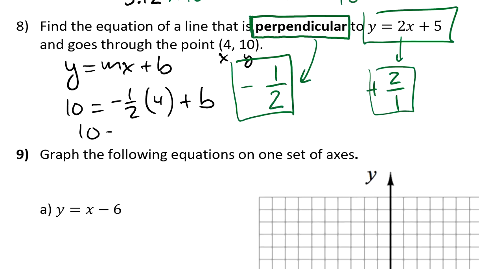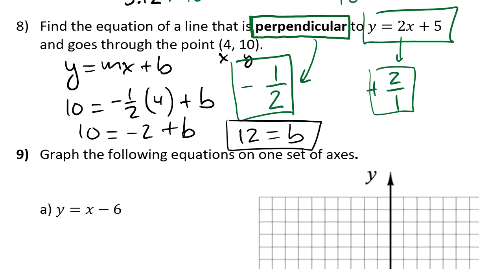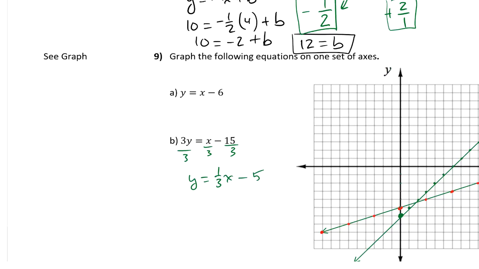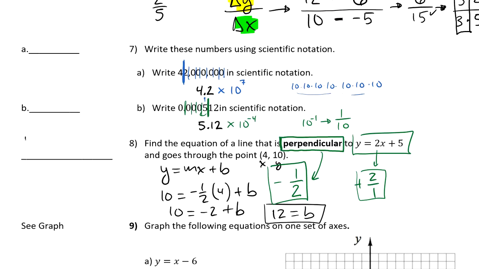So this equation becomes 10 equals negative 2 plus b. And if I add 2 to both sides of this, I end up getting that 12 is what b is. So at this point, I know my slope is negative 1 half and I see my y-intercept is 12, so I can write the equation of this line. This line has an equation of y equals negative 1 half x plus 12.